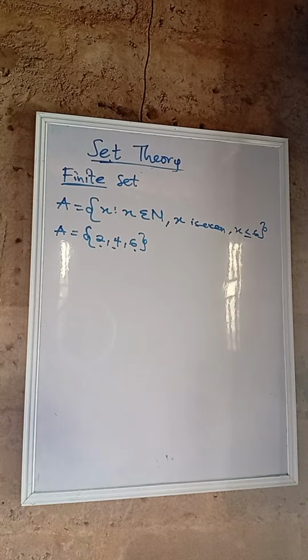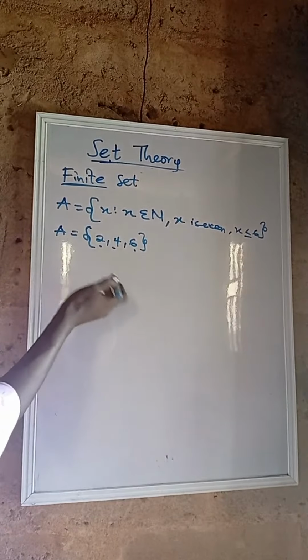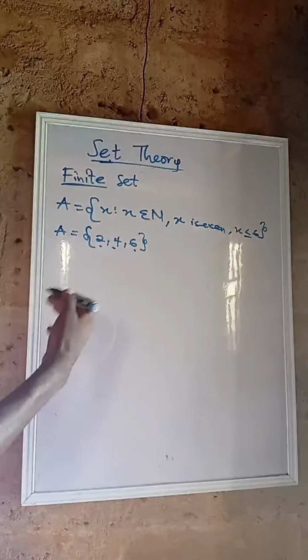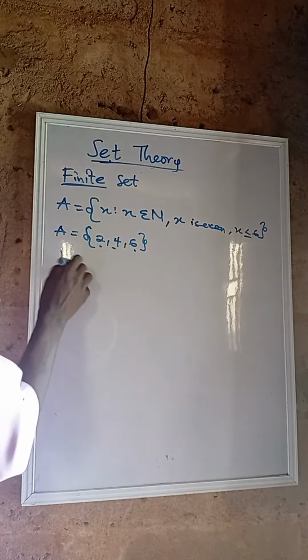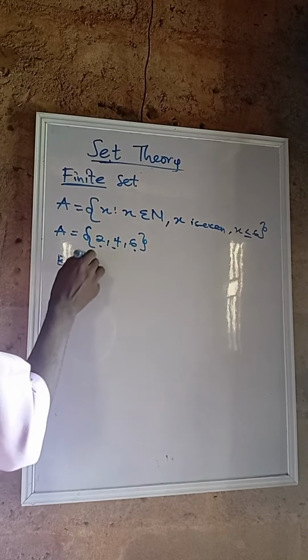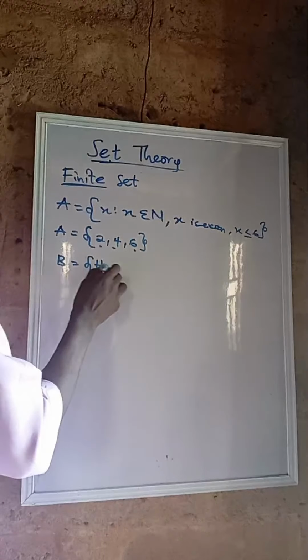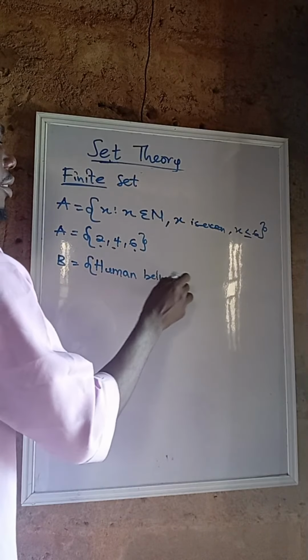Now infinite sets. An example of an infinite set is the set of all prime numbers. Yes, the set of all prime numbers is infinite. Before I leave here, I can say the set of human beings on earth.